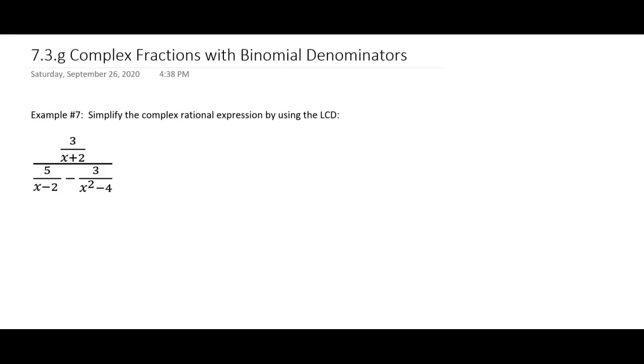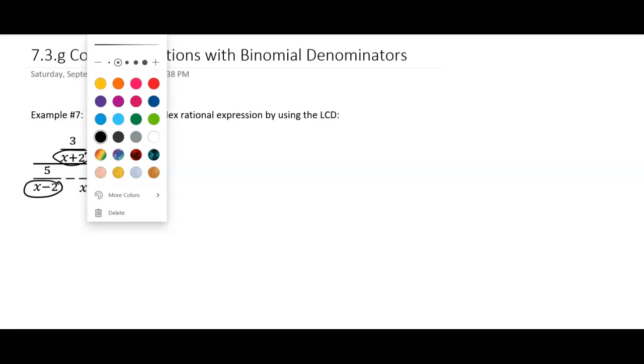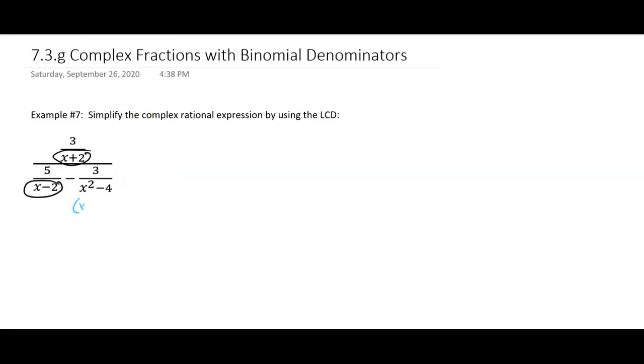So in the last problem, the denominators were monomials. Now they're binomials. Okay, so you have an x plus 2, an x minus 2. So I'm looking at those denominators that are in the rational expressions within the rational expressions. And then this other denominator factors, because it's a difference of squares. So it factors into x plus 2, x minus 2, this one right here. All right, so what's the LCD? The LCD is x plus 2, x minus 2.